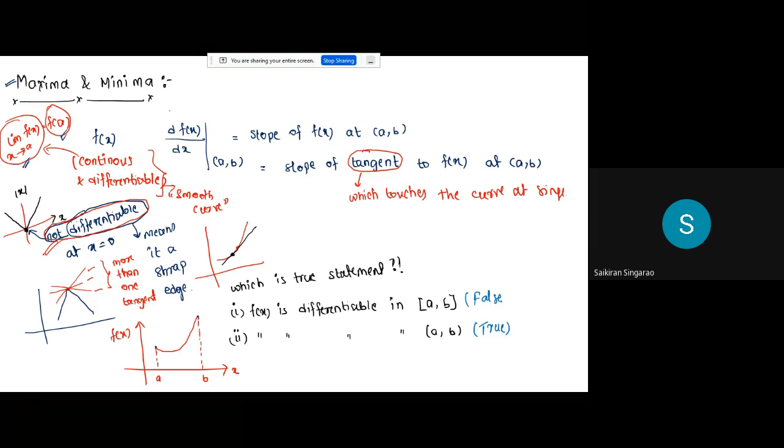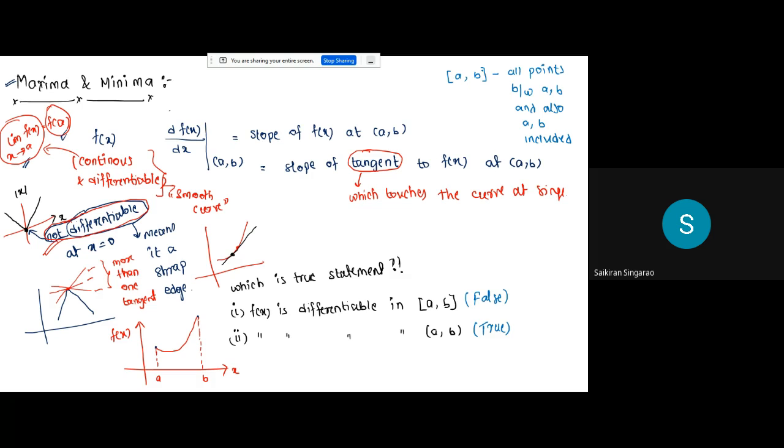First one is false, sir. Because what is the meaning of this bracket? This bracket means all points between A comma B, and also A comma B included. Whenever you write a closed bracket like this, the meaning is all points between A and B, and also A and B are included.